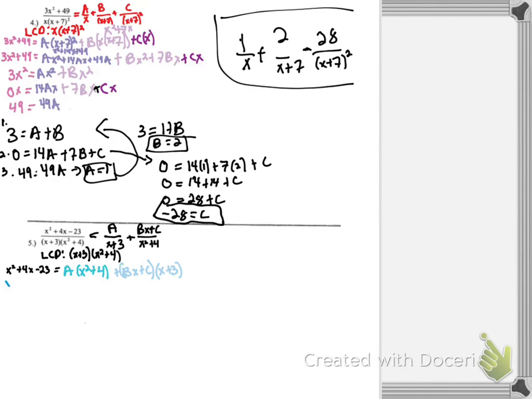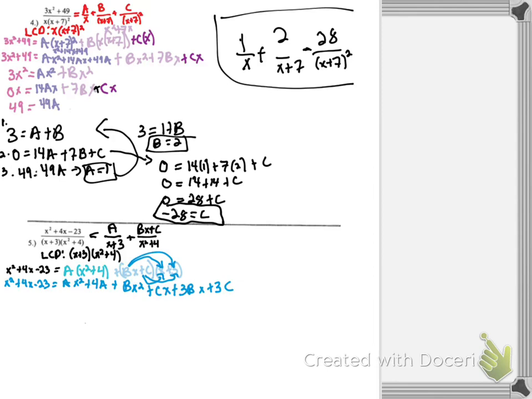We're going to multiply this out, so we get x squared plus 4x minus 23 equals ax squared plus 4a. And over here we have plus bx squared plus cx plus 3bx plus 3c. So we just did, again, the distributive property to arrive there.